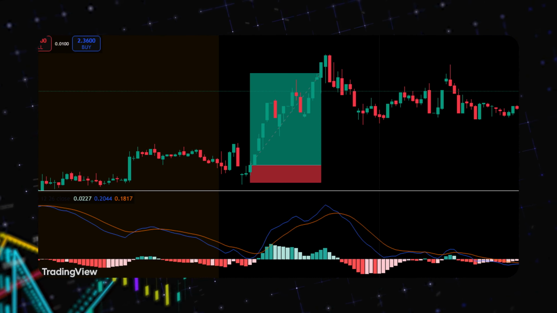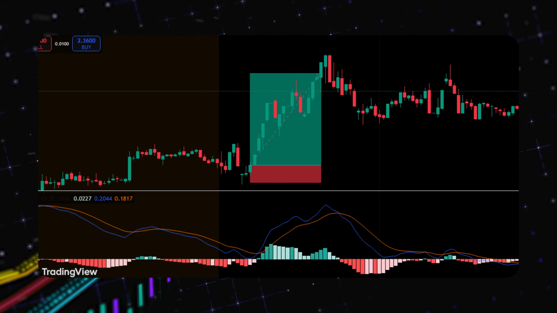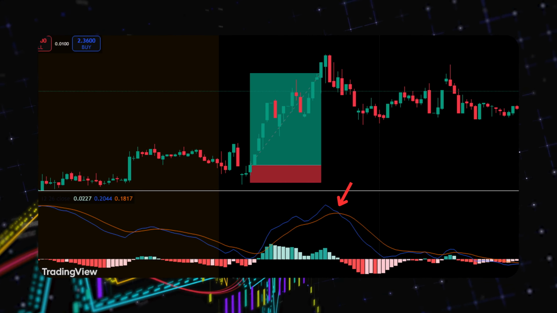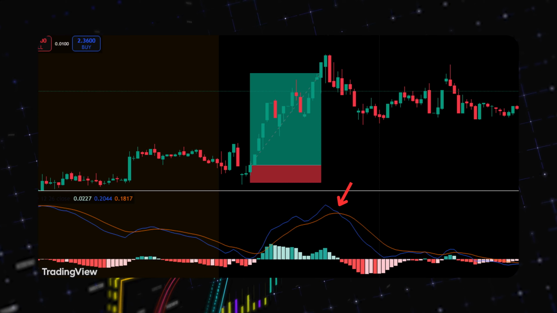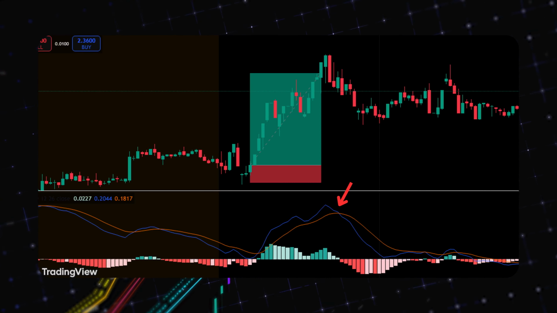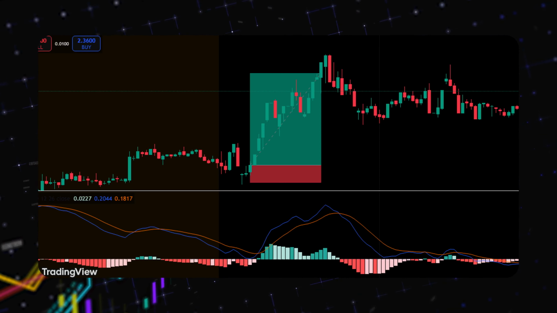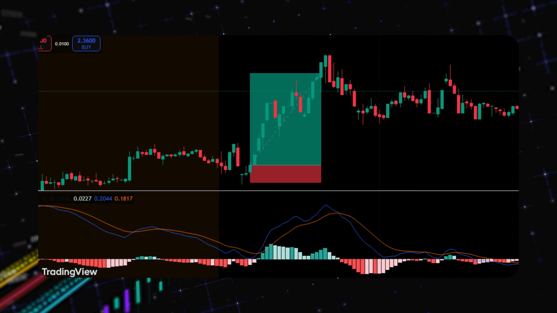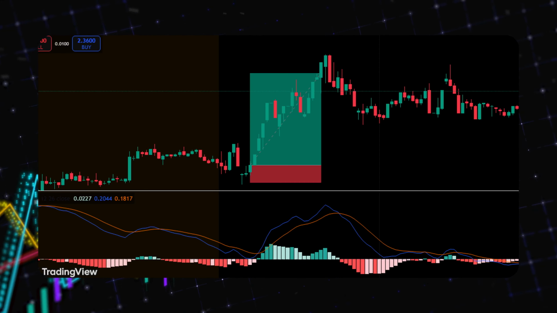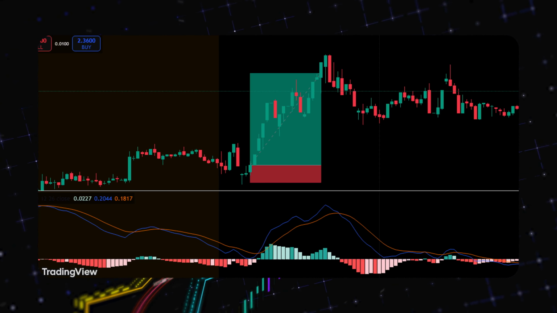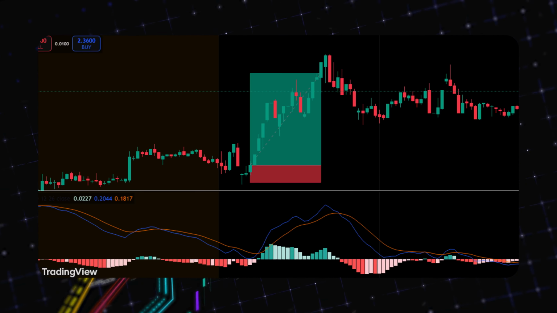But here's where it gets critical. Midway through this push to the upside, the MACD line started curving toward the signal line. This divergence shows weakness. It should tell you that the momentum is fading and the trend is ready to reverse. I exited my position here, locking in gains just before the pullback. The MACD isn't just about entries, it's about timing exits with precision. Understanding convergence and divergence separates reactive traders from strategic ones.